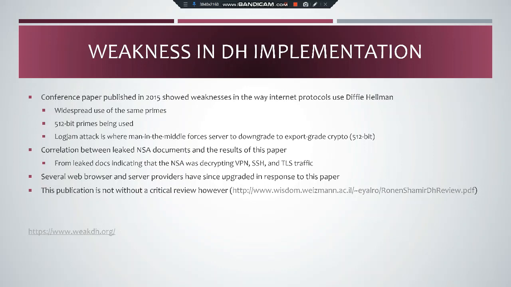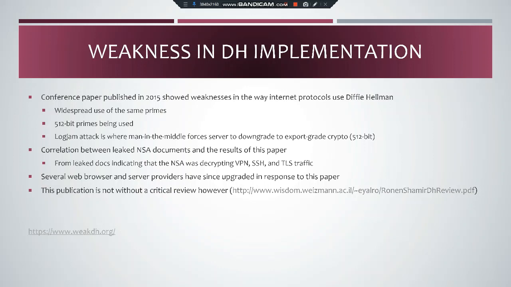They did this through a Logjam attack in which a man in the middle forces the server to downgrade into export grade crypto, using 512-bit. Basically, that just, from my understanding, means retrograde. The word export just comes from some U.S. regulation dealing with that. There was a correlation between leaked NSA documents from Snowden in 2013 and the results of this paper.